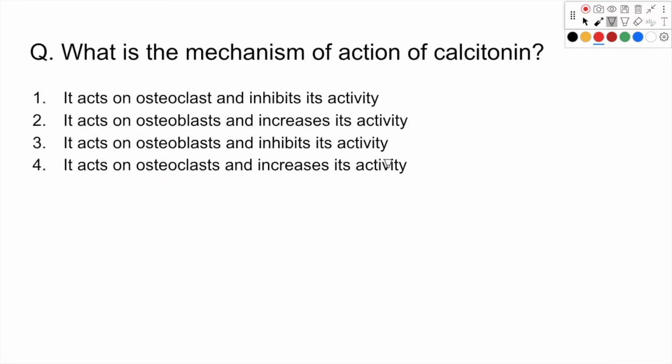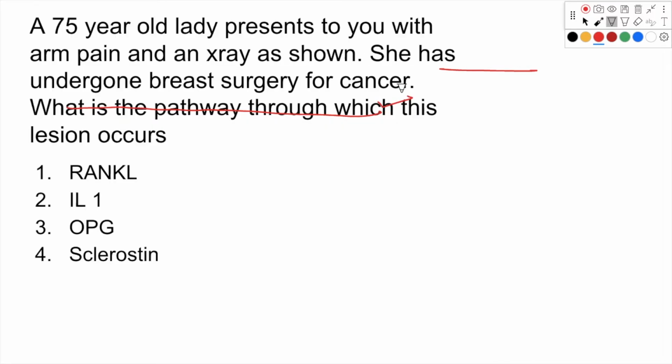Okay. So what is the mechanism of action of calcitonin? Calcitonin acts directly on osteoclast and inhibits its activity. Calcitonin acts on osteoclast directly and it decreases its activity and thereby decreases bone resorption and increases bone formation by osteoblast. So the first question option is correct.